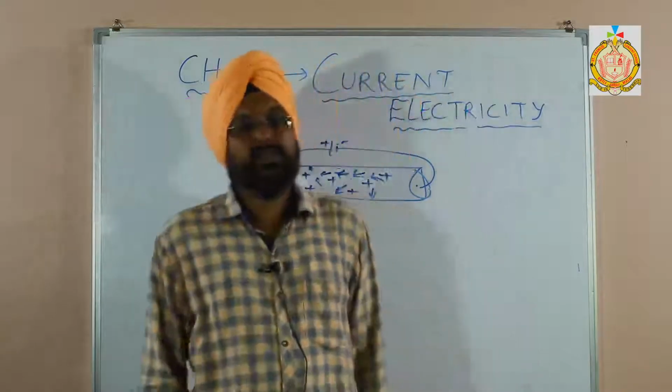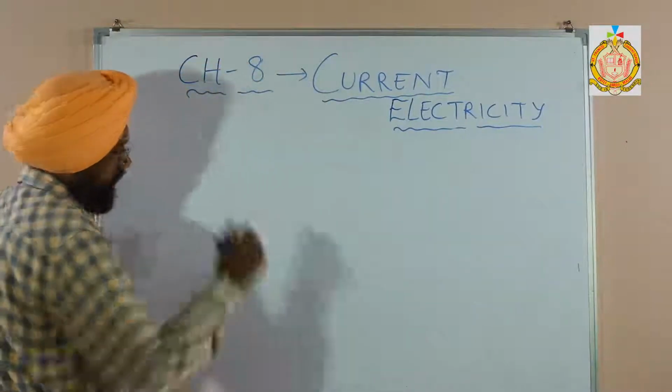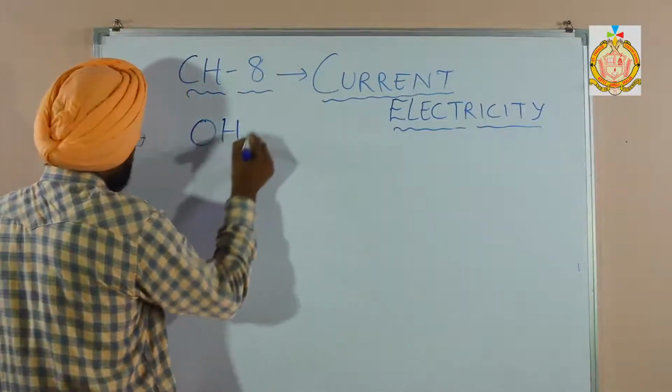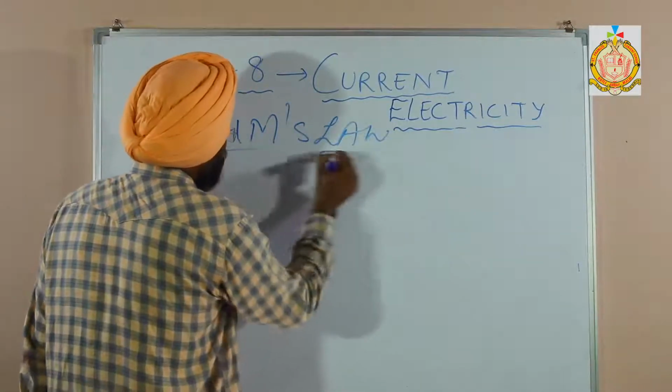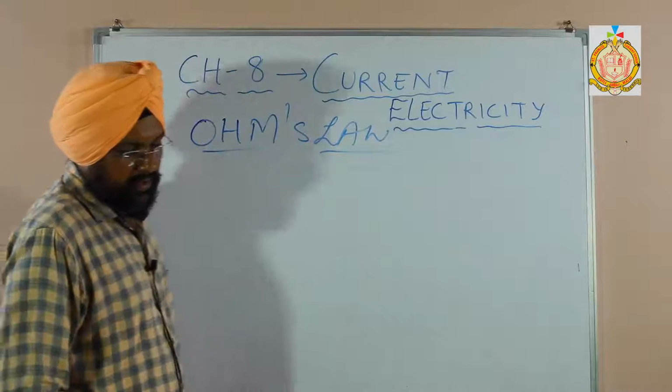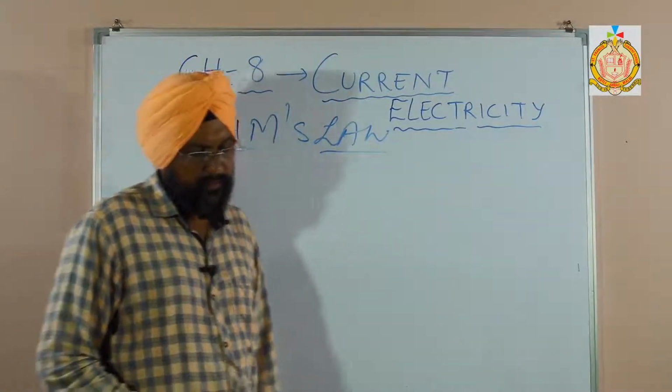Second one is what is Ohm's law. Very important topic. In 9th class also we have discussed about Ohm's law. Ohm's law states that the current flowing in a conductor is directly proportional to the potential difference.